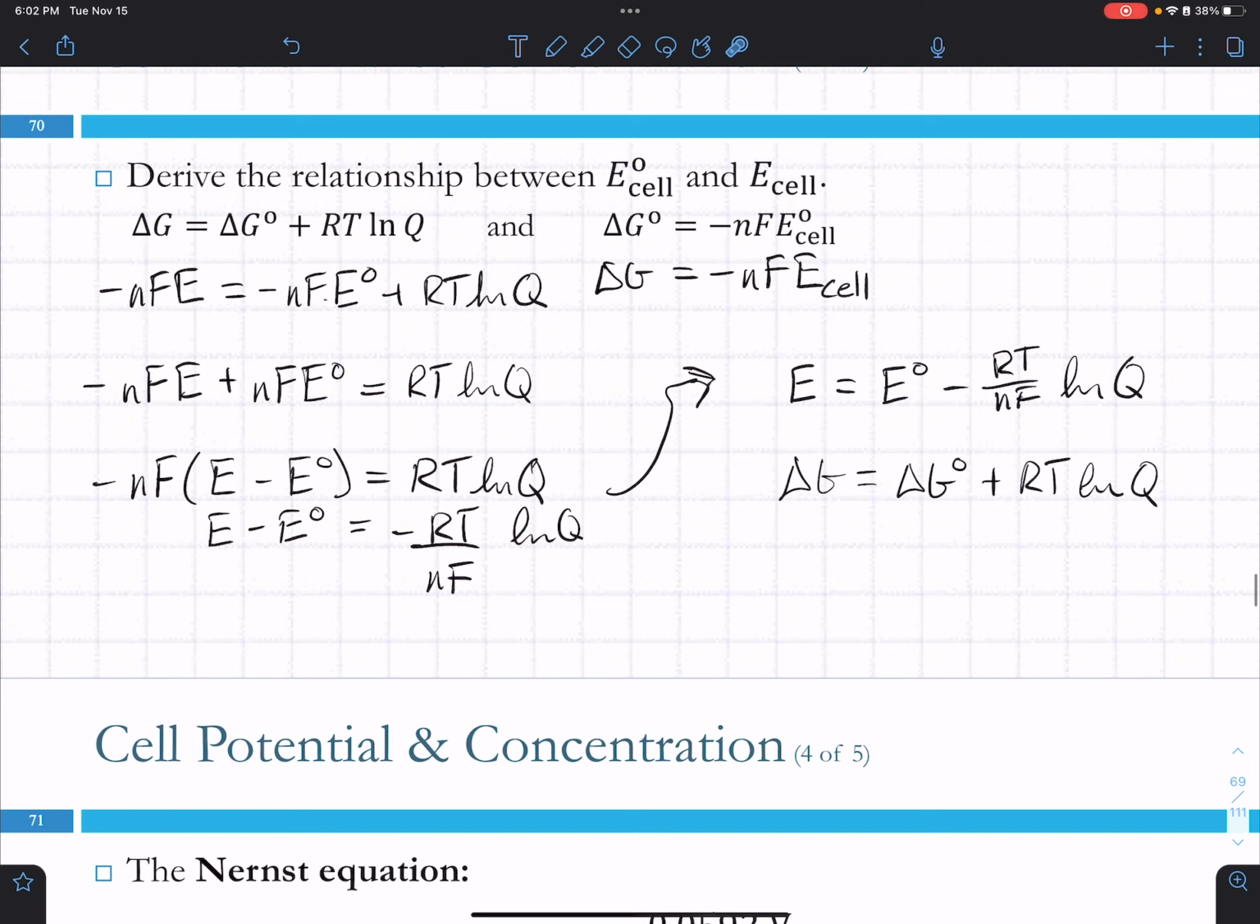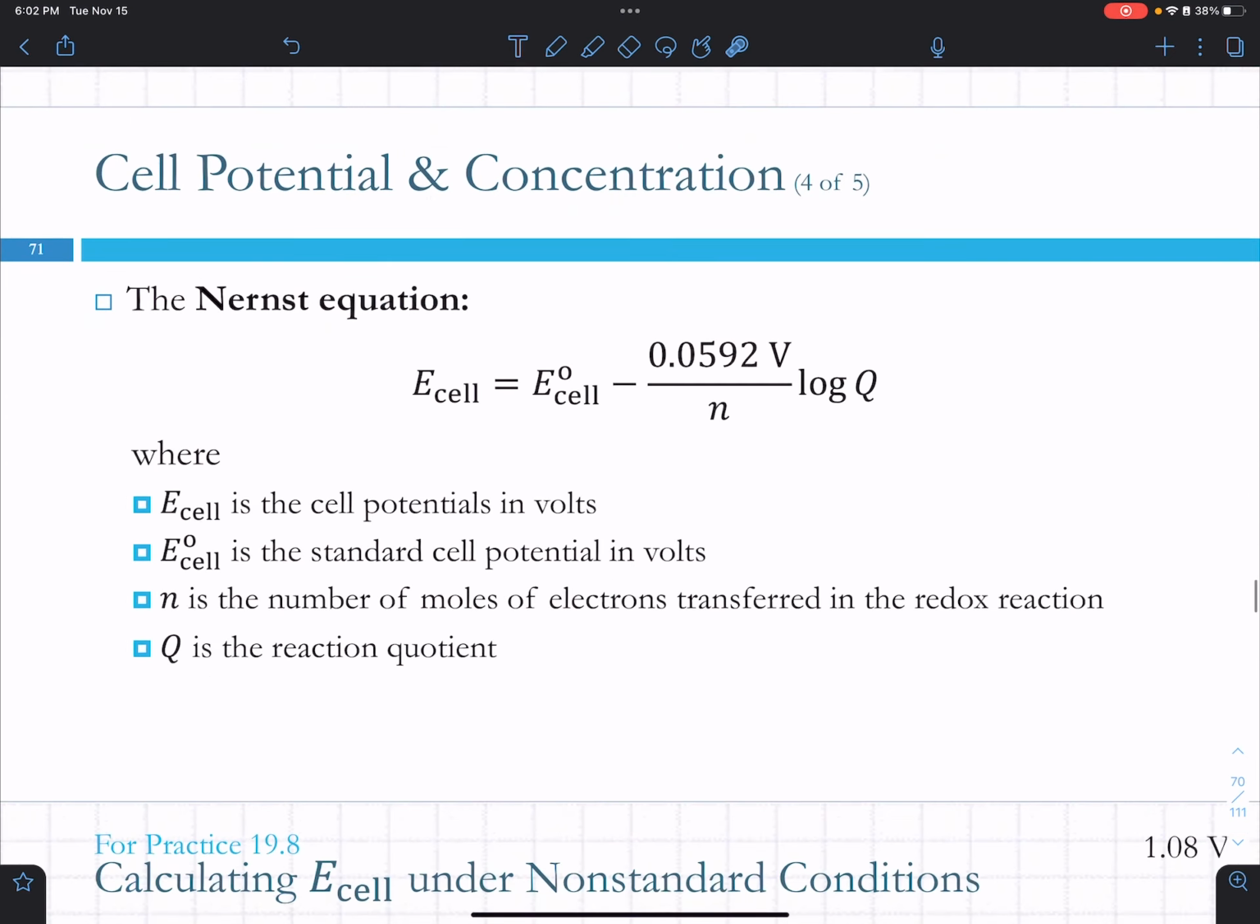Okay, but RT over NF should look familiar. It's a bunch of constants again, so we can collapse that down into 0.0592 volts over N, which is again the number of moles of electrons being transferred. So now our E cell at non-standard conditions, this is all still at 25 degrees C, or 298.15 K, but now we can use non-standard concentrations.